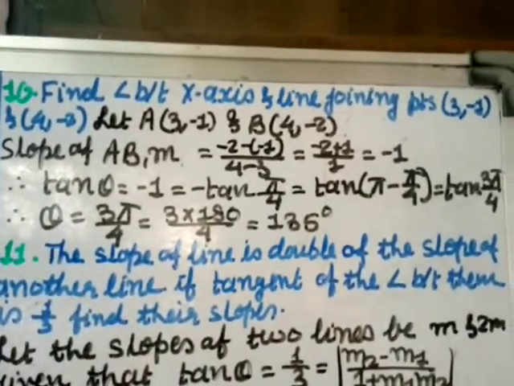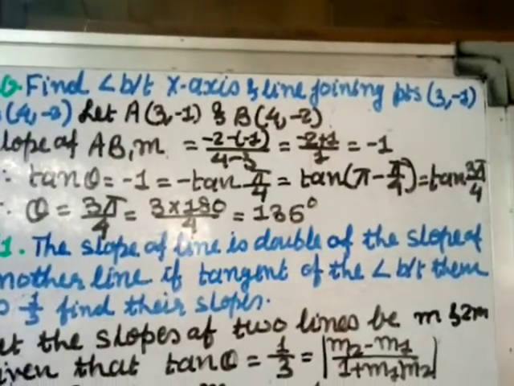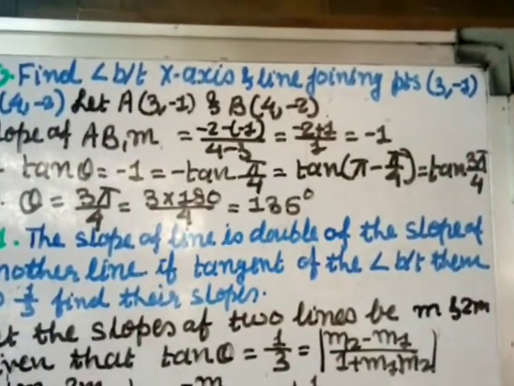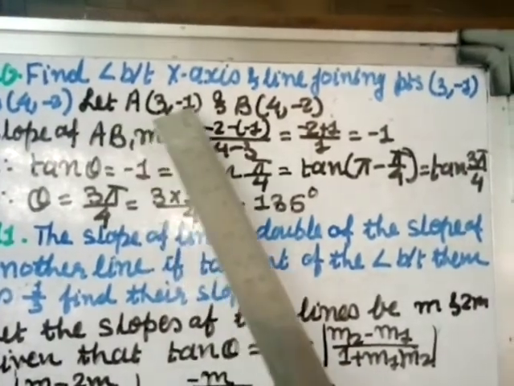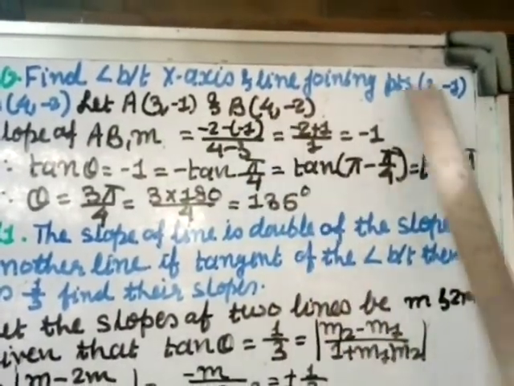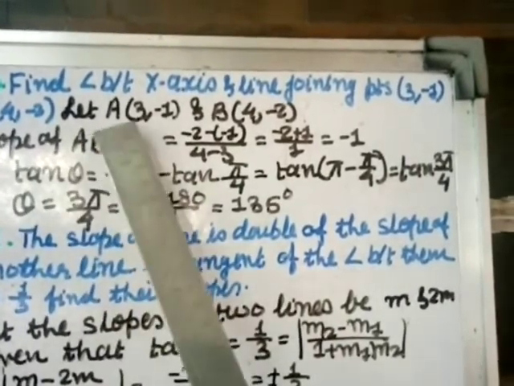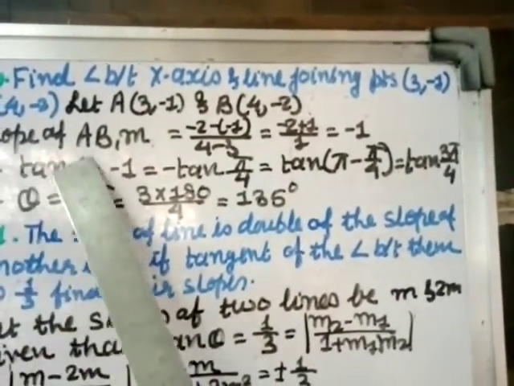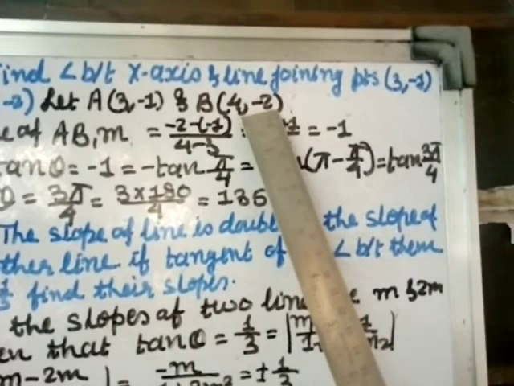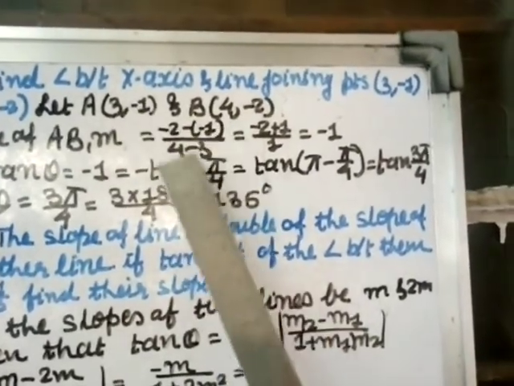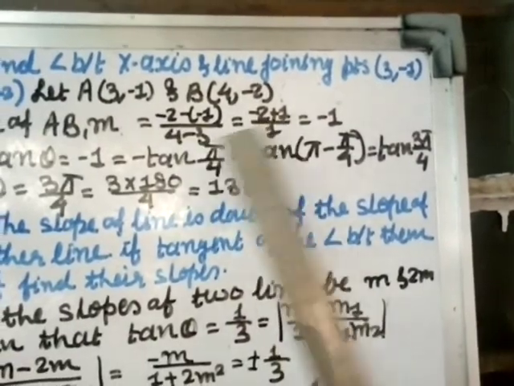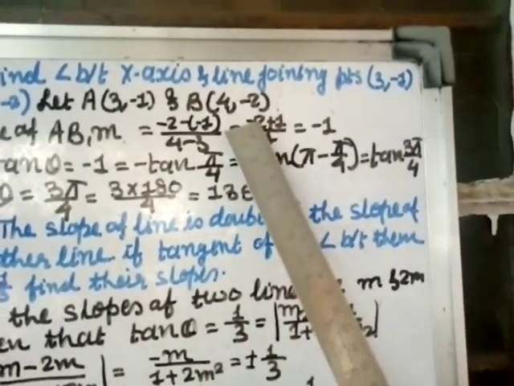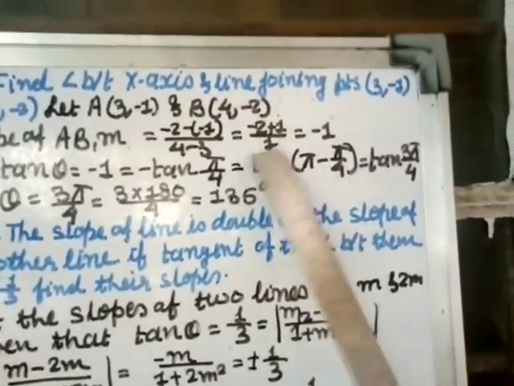Question number 10. Find the angle between the x-axis and the line joining the points (3, -1) and (4, -2). Let A(3, -1) and B(4, -2). These two I am calling the points. Now let us find the slope of this line. So slope of AB, m equals (-2 minus (-1)) divided by (4 minus 3), equals minus 2 plus 1 over 4 minus 3, which is 1. So minus 2 plus 1 gives you minus 1, and this one no need to write.